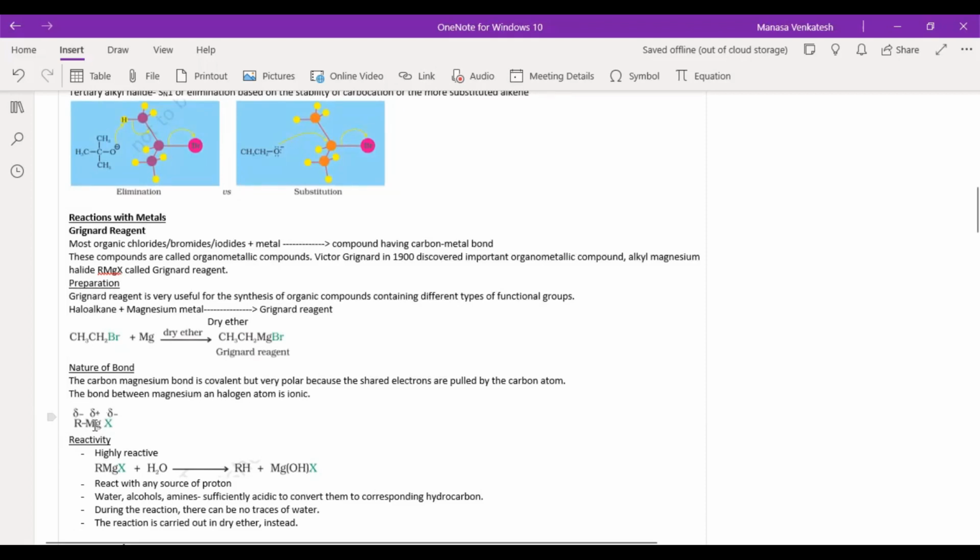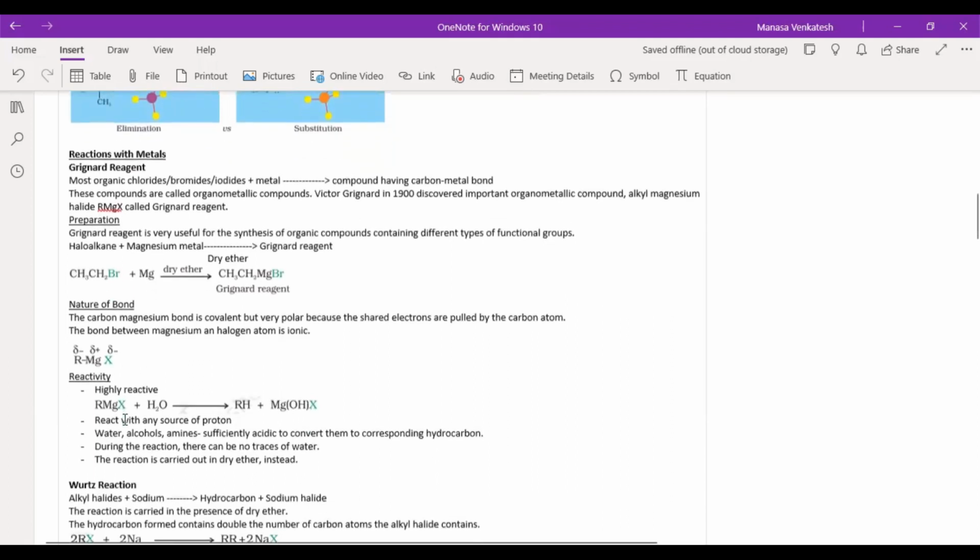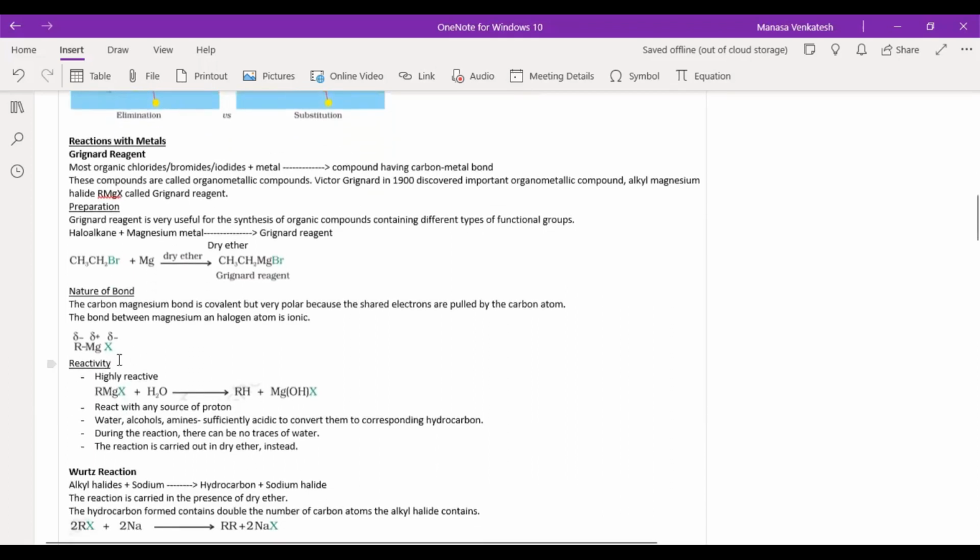And in the case of magnesium and the halogen atom, it is going to be an ionic bond. For example, NaCl. NaCl is an ionic compound, right? So similarly here also, MgX is going to be an ionic bond. Grignard's reagent is highly reactive in nature.